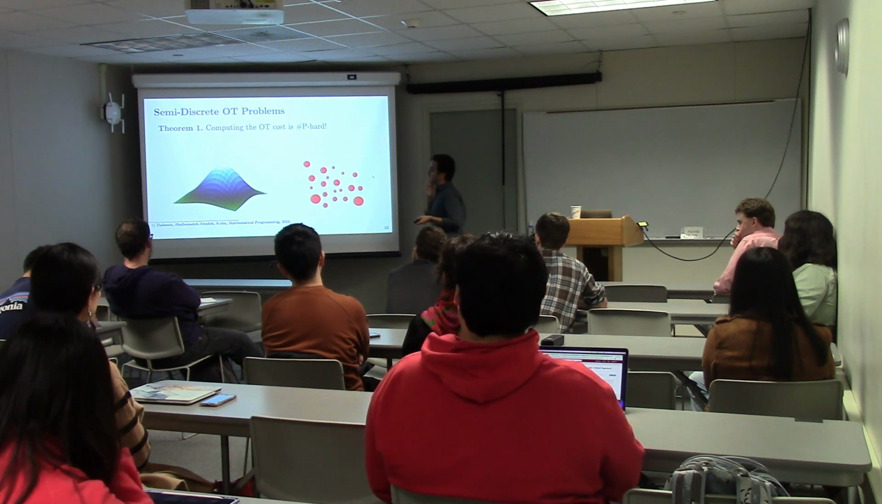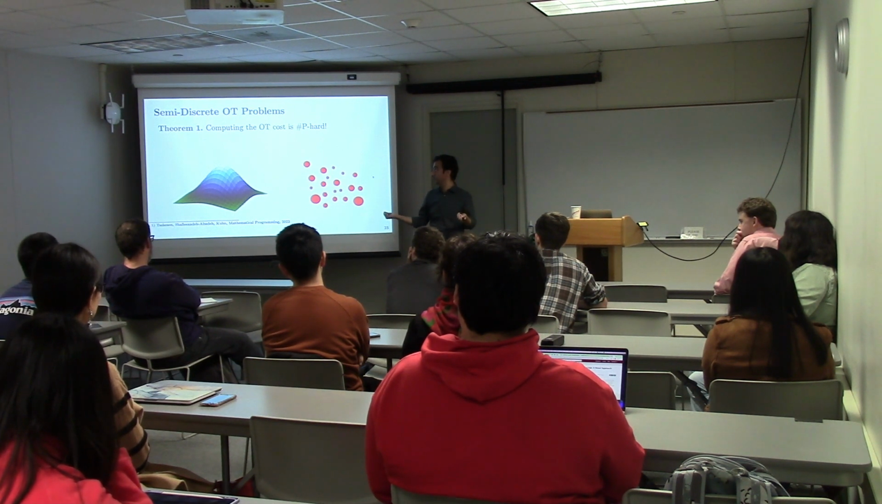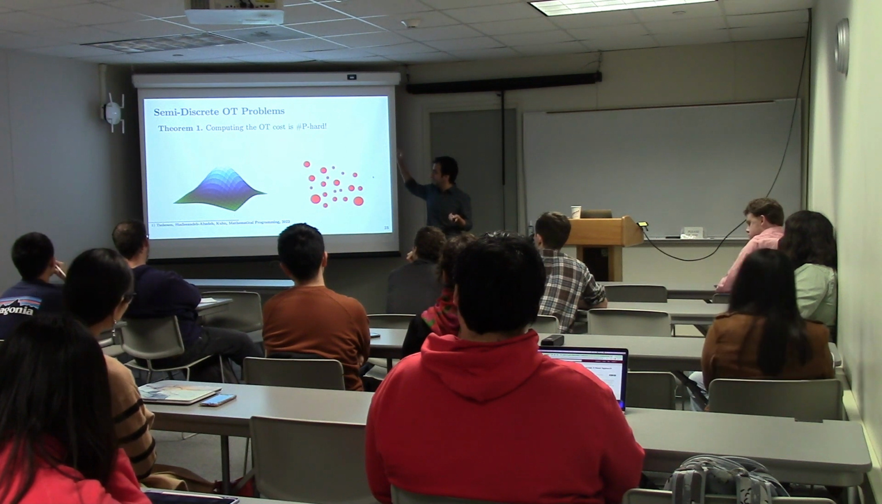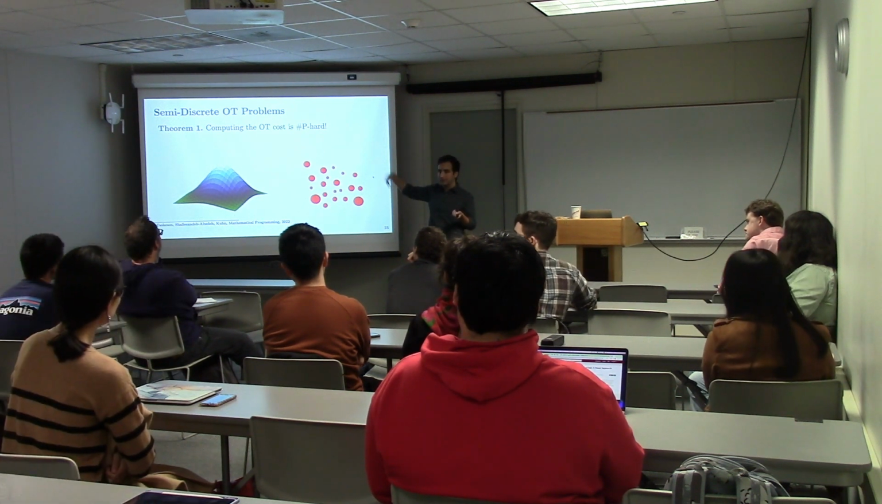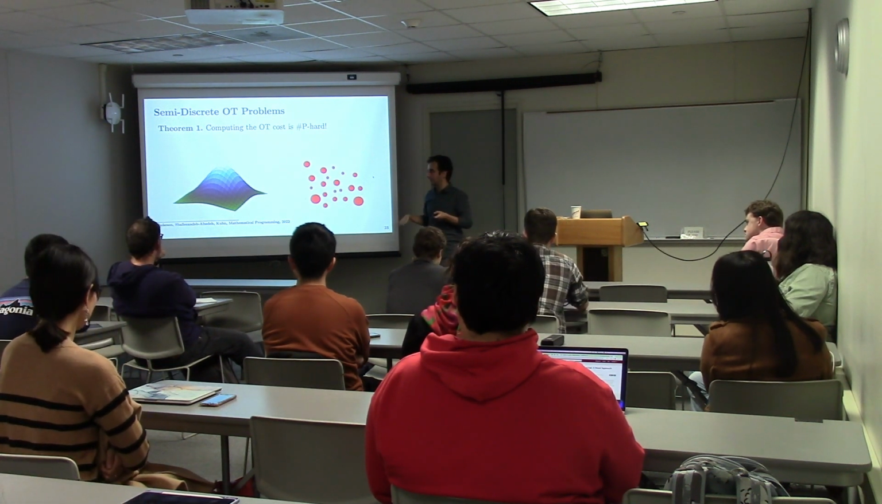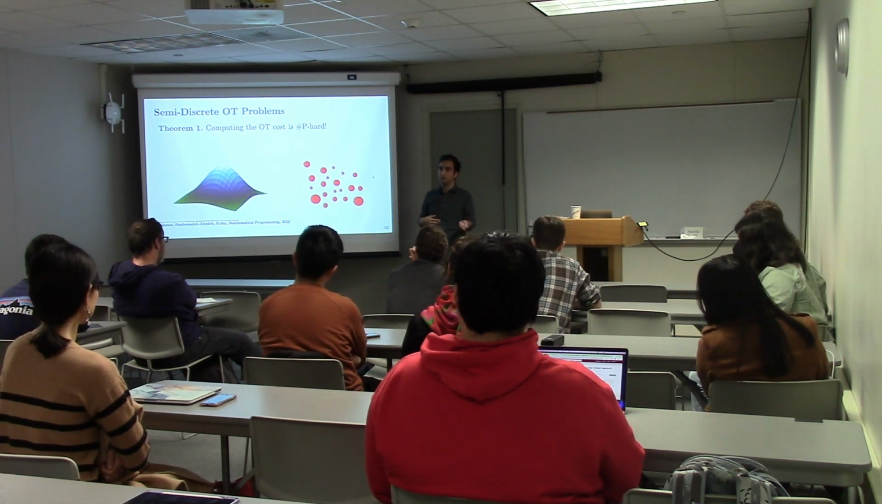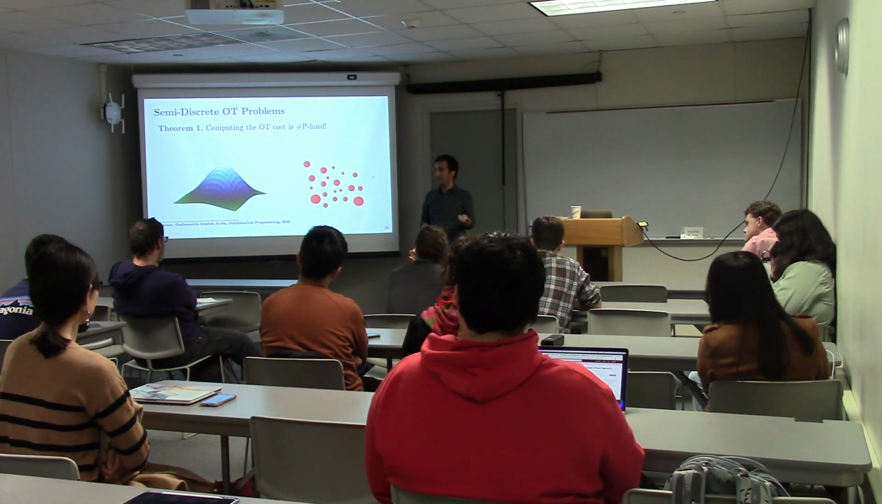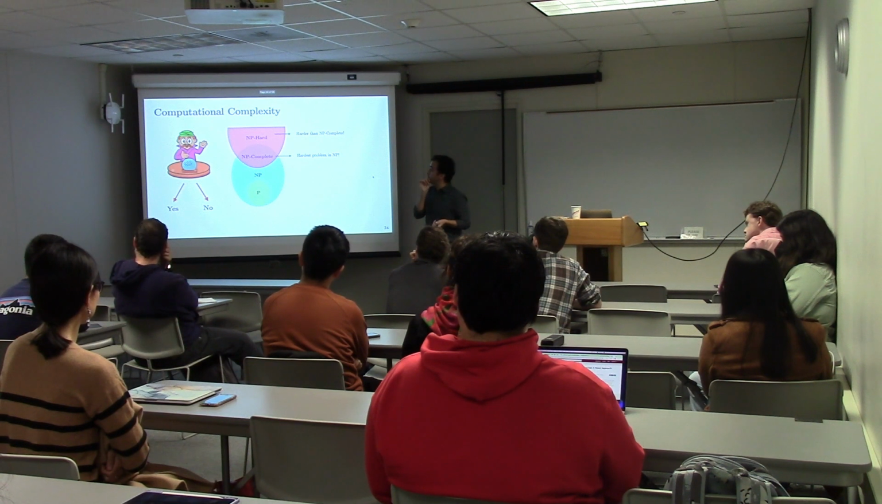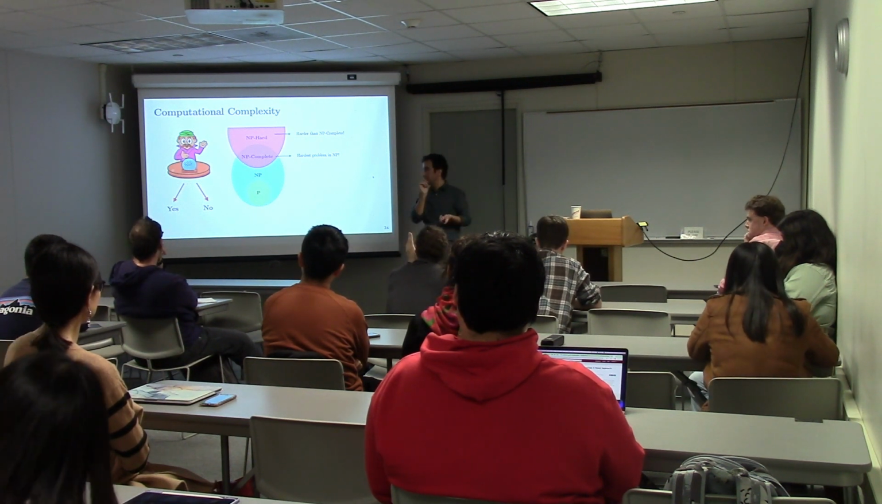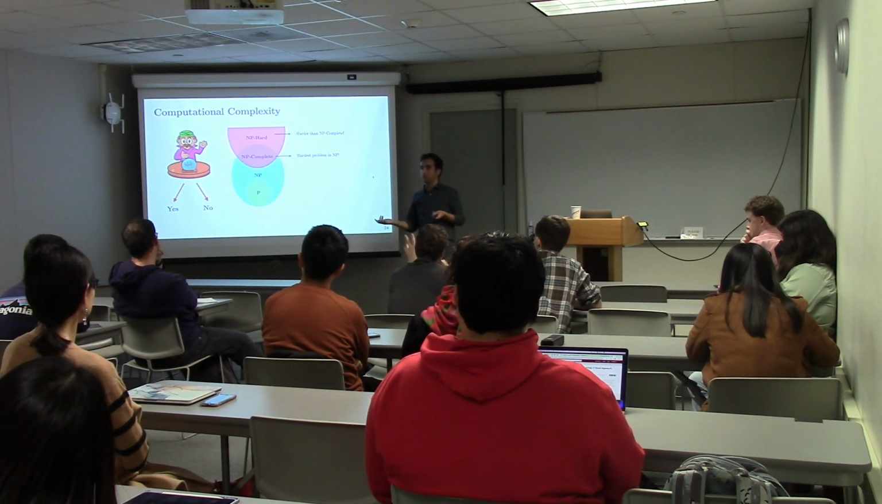Unfortunately, we proved that the computation of optimal transport costs between a discrete distribution and a continuous distribution is computationally hard. It is short to be hard, but before getting into the result, let me just very quickly tell you a little bit about different computational complexity classes. I think many of you have heard of NP class. So NP class is more about decision problems.